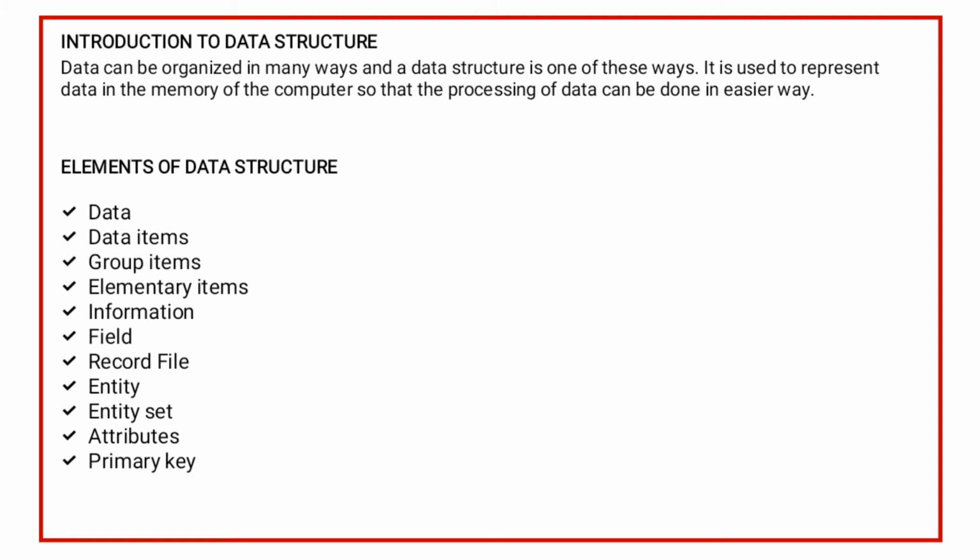The next element is entity set. An entity set is a set of entities of the same type. For example, all persons having an account at a bank. Entity sets need not be disjoint. For example, the entity set employee, all employees of a bank, and the entity set customer, all customers of the bank, may have members in common.